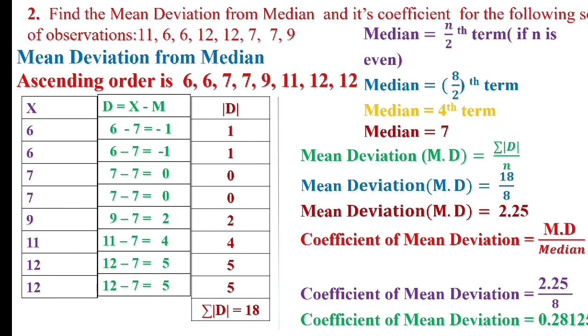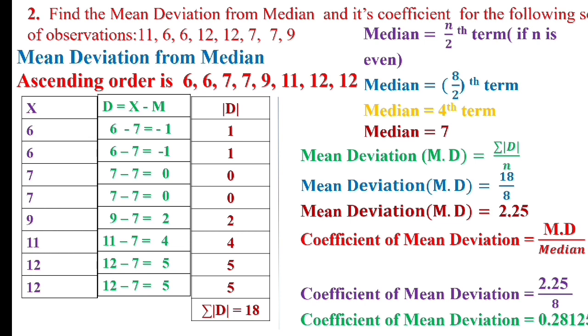Here one more thing you need to remember. The coefficient of any measure of dispersion will come out less than 1. In some cases it is equal to 1. In this way we can find out mean deviation from median.